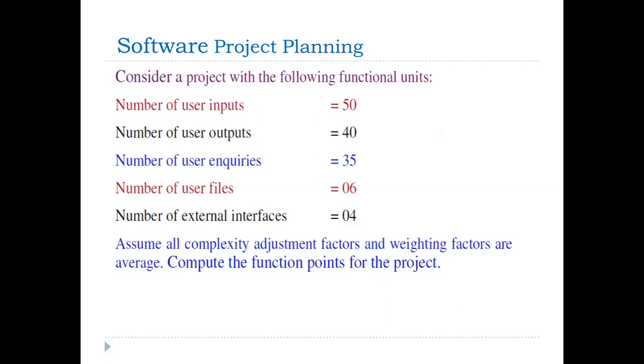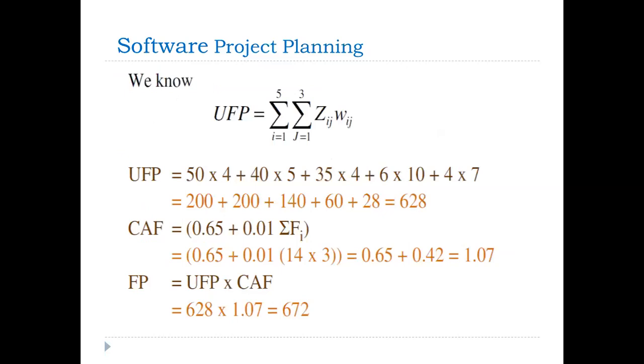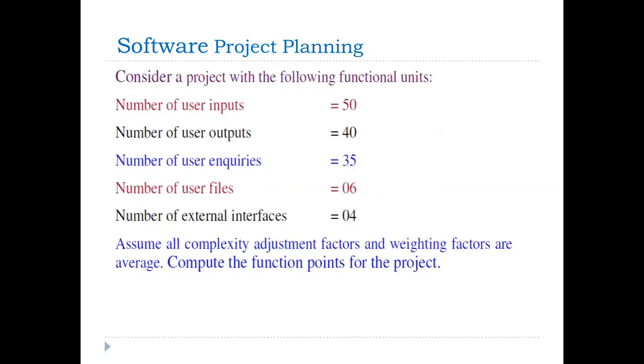So first we need to calculate the UFP, unadjusted function point. So how are we calculating the unadjusted function point? First, in this example, UFP equals summation i equals 1 to 5 and summation j equals 1 to 3. So UFP equals, what are the inputs? 50 is the input. What is the category?